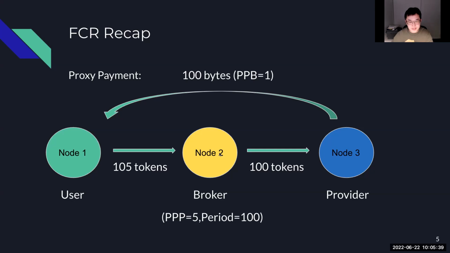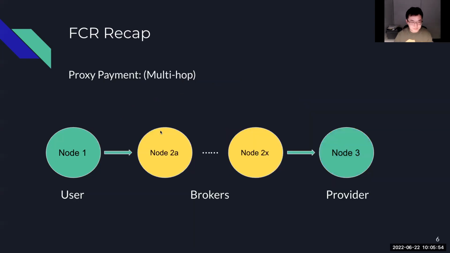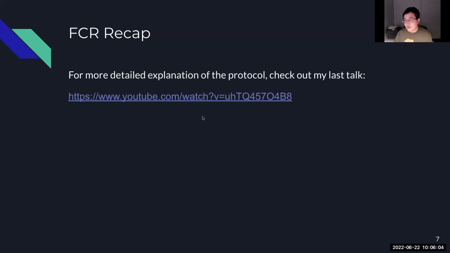And in this case, node 1 pays 105 tokens to node 2. Node 2 keeps 5 tokens as a surcharge and pays 100 tokens to node 3 on behalf of node 1. And the proxy payment is multi-hop, so there could be multiple brokers between the user and the provider. So this is just a very quick recap.